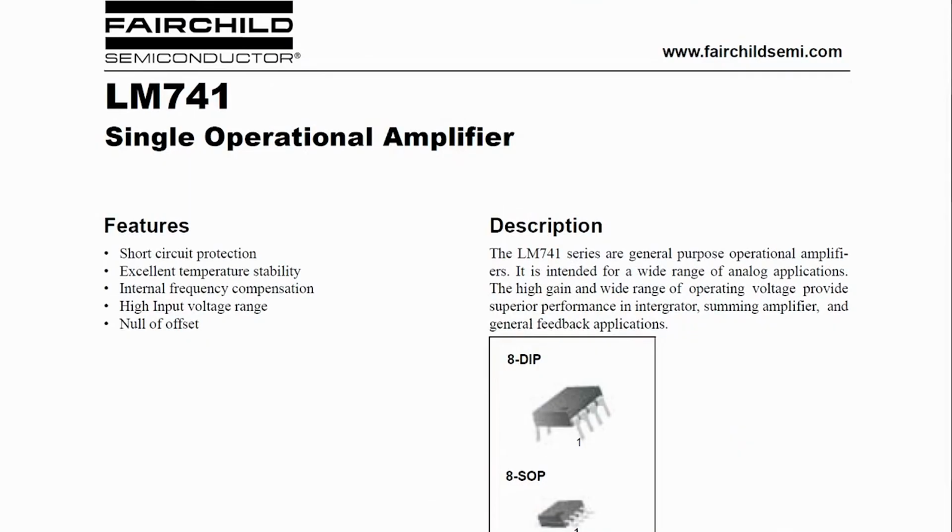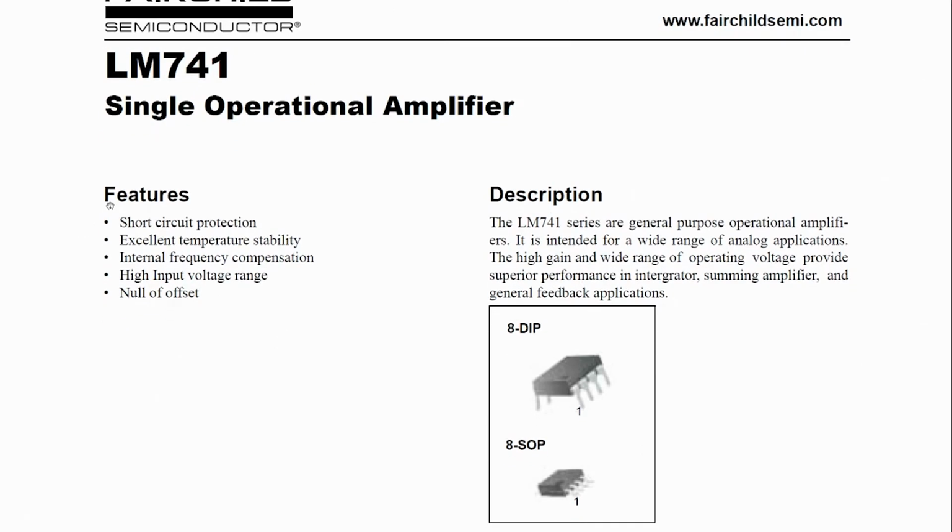For this lecture we will be looking at the data sheet of IC 741 from Fairchild, and we will see some of the parameters in the presentation slide. The screen shows the data sheet for LM741. It is also called a single op amp, or single operational amplifier. What are the features? Short circuit protection, excellent temperature stability, internal frequency compensation, high input voltage range and offset null. These are the features of this particular IC.